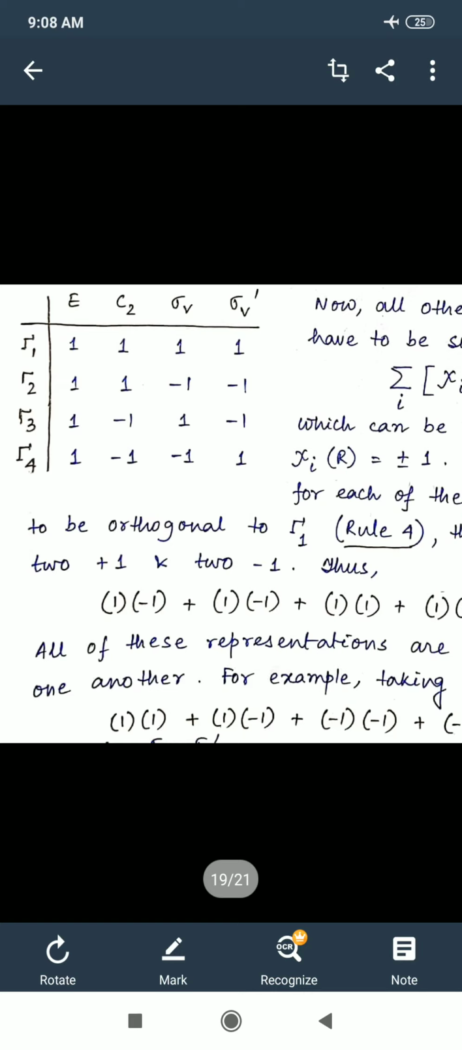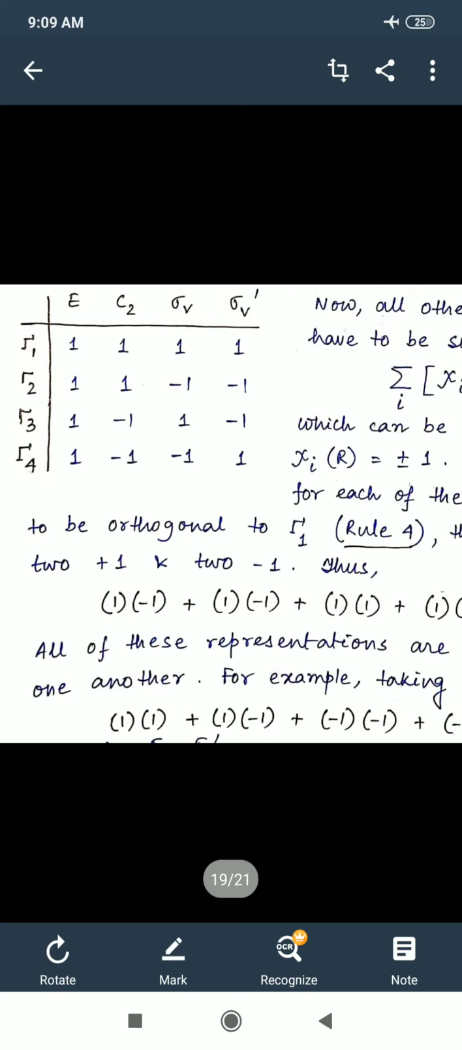You can check our rule number 4, that is 1 into 1 plus 1 into 1 plus 1 into minus 1 plus 1 into minus 1, that is equal to 0. That should be orthogonal. Or you can check Bethe notation 1 and 3, that is 1 into 1 plus 1 into minus 1 plus 1 into 1 plus 1 into minus 1, that also is equal to 0. So like that you have to write the irreducible representations. First of all you have to write, according to rule number 1, 4 irreducible representations.